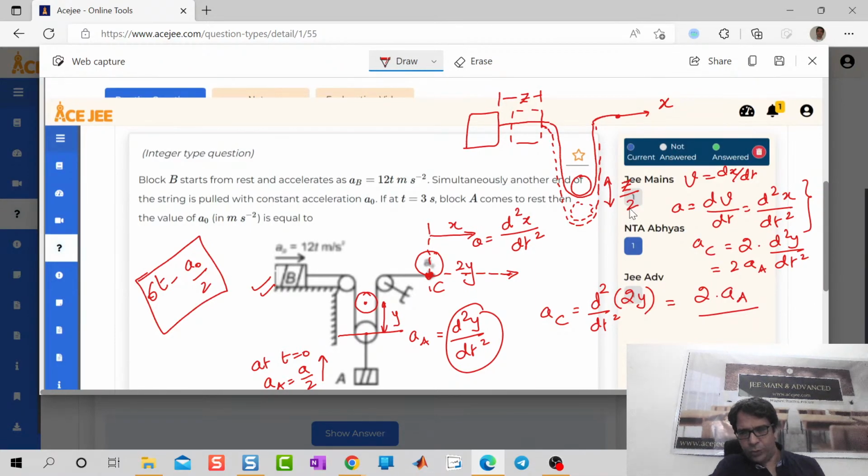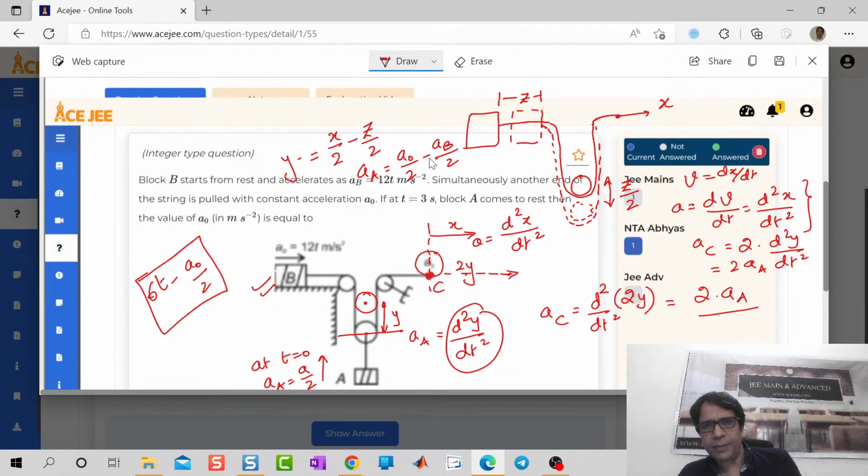So it has come down by minus z by 2, then goes up by x by 2. So what is the net displacement it has in the upward direction? X by 2 minus z by 2. This is y. So then that means that the acceleration of block A is equal to A0 by 2 minus acceleration of B by 2. Just taking a simple double derivative with respect to time t.